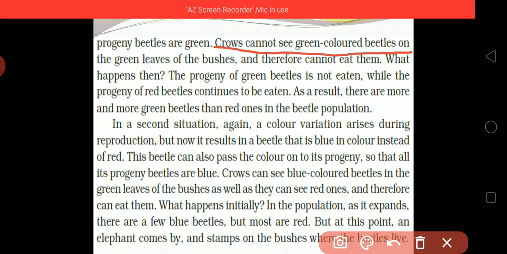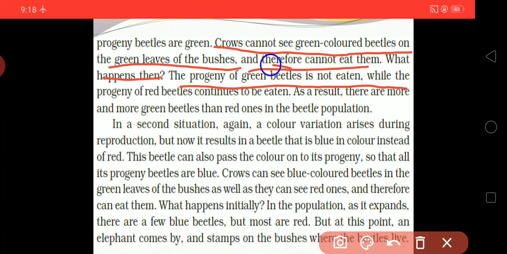A crow cannot see a green colored beetle on the green leaves of the bushes, and therefore cannot eat them. So as you can see, the crow will eat only red beetles, due to which the population of the red beetle will decrease as compared to the green. And what happened then? The progeny of a green beetle is not eaten.